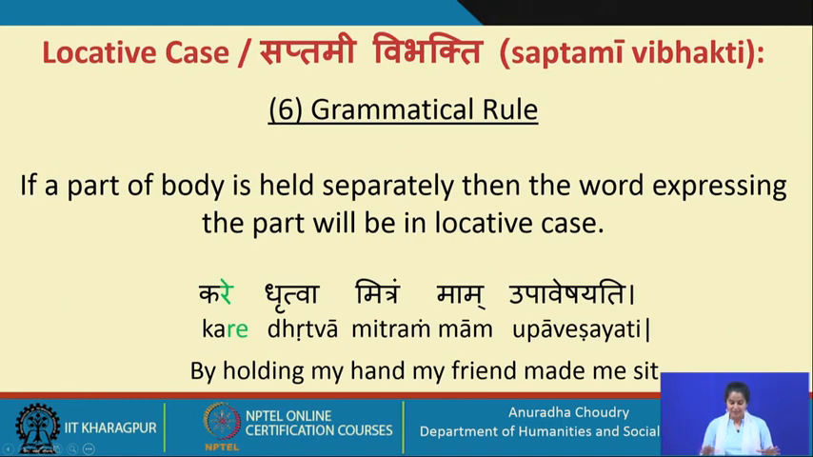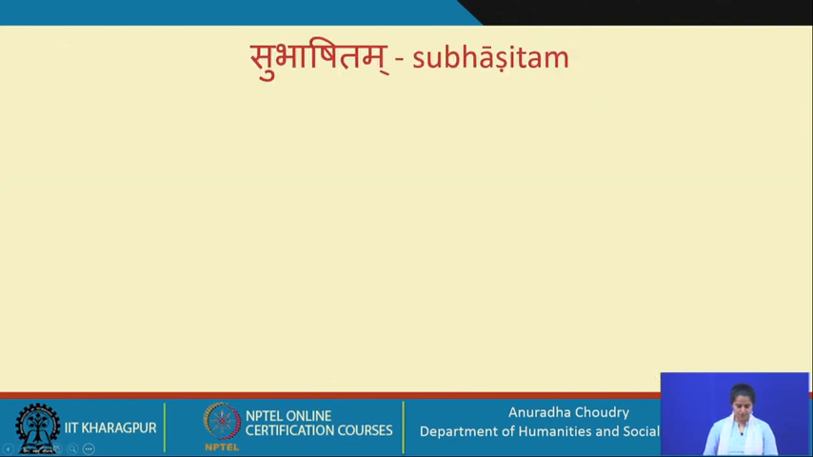Moving on. The sixth rule is that if a part of a body is held separately, then the word expressing the part will be in the locative case. So if somebody holds your hand and makes you sit down, then it will be kare dhritva mitram mam upaveshayati. Kare dhritva mitram mam upaveshayati. Alright, but like I said, these are more specific cases, so I'll quickly go over them and you will at least have a familiarity with this use.